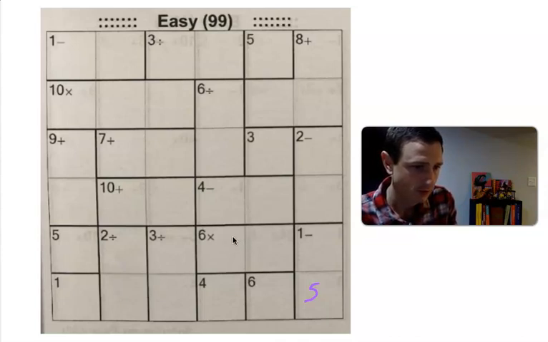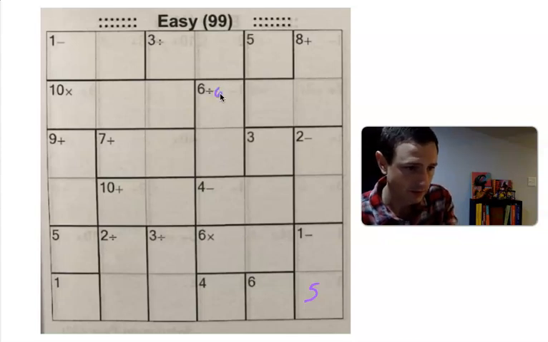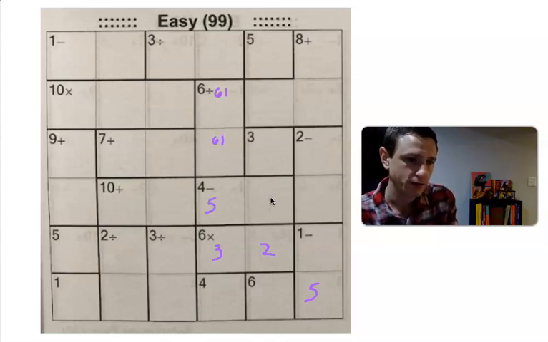This could be 6 and 1, or 3 and 2, but this has to be 6 and 1. So this cannot be 6 and 1. So this has to be 3 and 2. 3 is in this column. So this has to be 3, this has to be 2. Let me see if I could just finish off this column here. 6, can't put a 5 here, so this is 5. 5 minus 1 is 4.